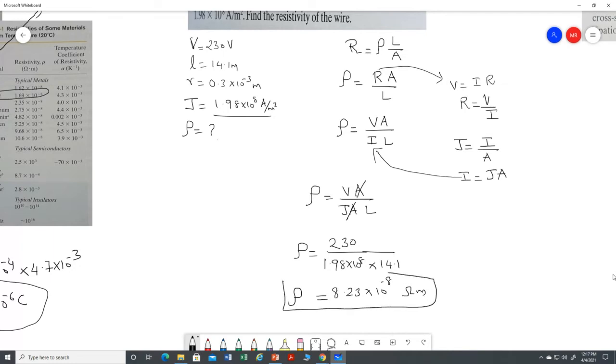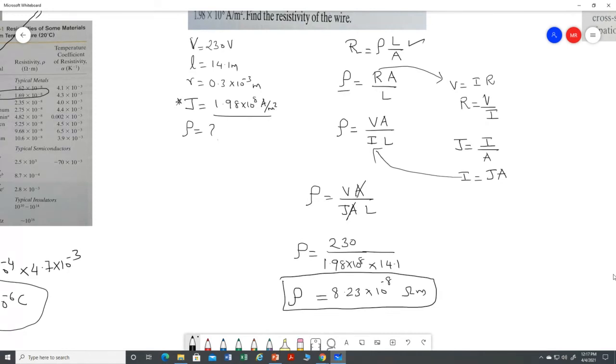So how many formulas did we use here? We use the formula for the resistance in terms of Ohm's law. From Ohm's law, we calculate the resistance, we substitute. And then the current is not there, because in the question they give the information of the current density. So I can use the formula for current density. So the main formula is this.